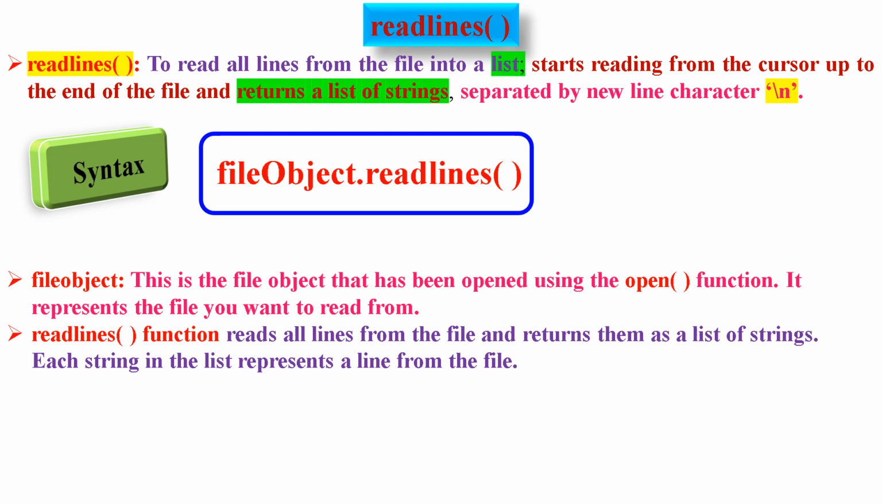The syntax of the readlines function is file_object.readlines(). Here, file object is the file object that has been opened using the open function. It represents the file you want to read from. The readlines function reads all lines from the file and returns them as a list of strings. Each string in the list represents a line from the file.